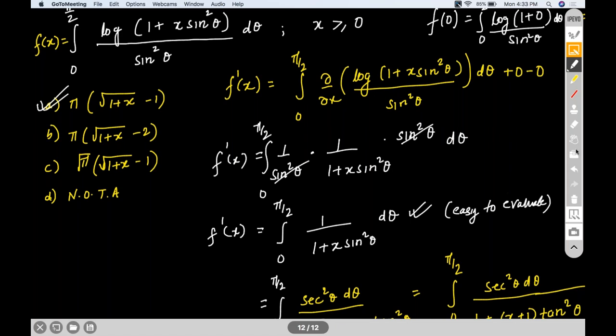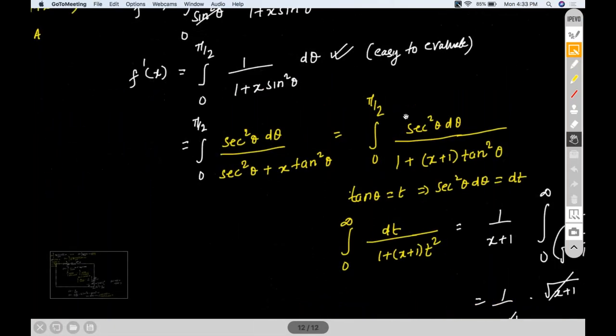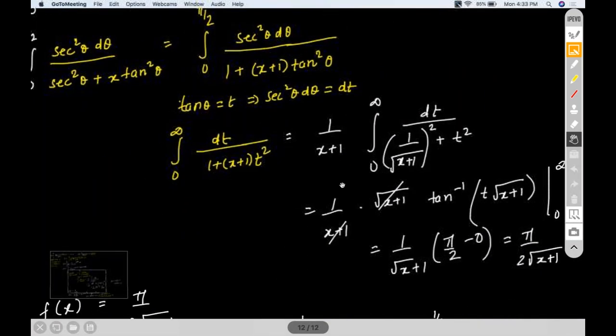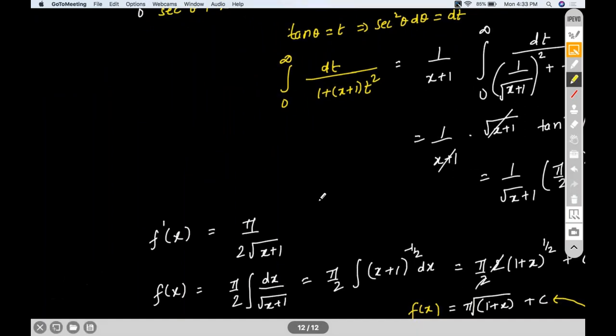Once you evaluate it, I'm sure you know your indefinite integration concepts very well by this time. So once you evaluate it, you know the value of f dash x, which is right over here. This is the stage we reached. Then we integrated this once more to get f of x, because ultimately that's what we are seeking. And to get the value of the constant of integration at this step, I used the fact that f of 0 is 0, and I got that constant of integration, thereby completing my f of x, which is the required integral.